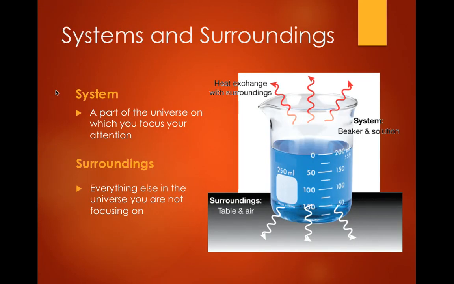Okay, the next thing we need to talk about is systems and surroundings. There's 2 really big parts to a chemical reaction. There's the system, which is a part of the universe which your focus is on. So it's what we're talking about. It's the molecules that are colliding. And then we have the surroundings. It's everything else in the universe that we're not focusing on.